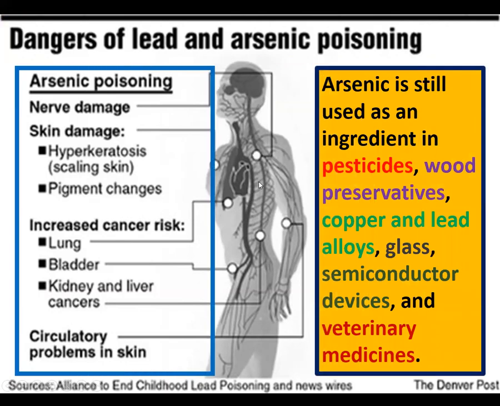Arsenic is still used as an ingredient in pesticides, wood preservatives, copper and lead alloys, glass, semiconductor devices, and veterinary medicines. Even lead is used in some paints. That's why some toys are being recalled because they use lead in the paint that was applied to the toys. Now, if children keep on biting that toy, then they'll get the lead from the paint. Arsenic is the same thing.